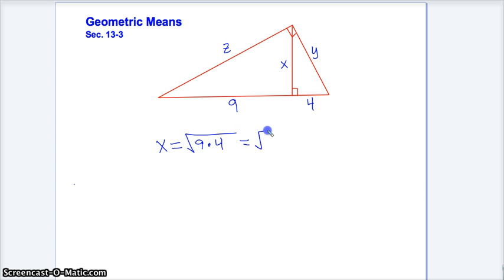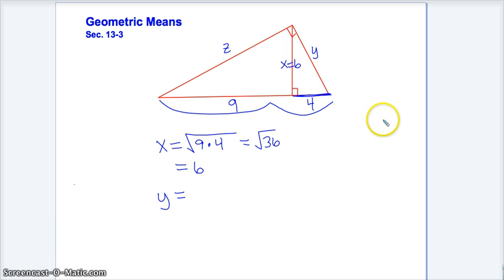Now I'll multiply 9 times 4 and get 36, so x equals 6. All right, let's turn our attention now to y. When setting up the equation for y, I will look at the short side, or the side that's connected to y, and the long side, the hypotenuse of the large triangle.